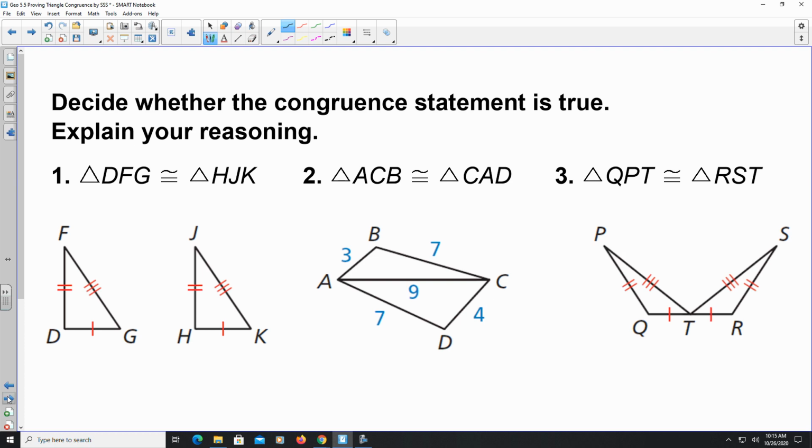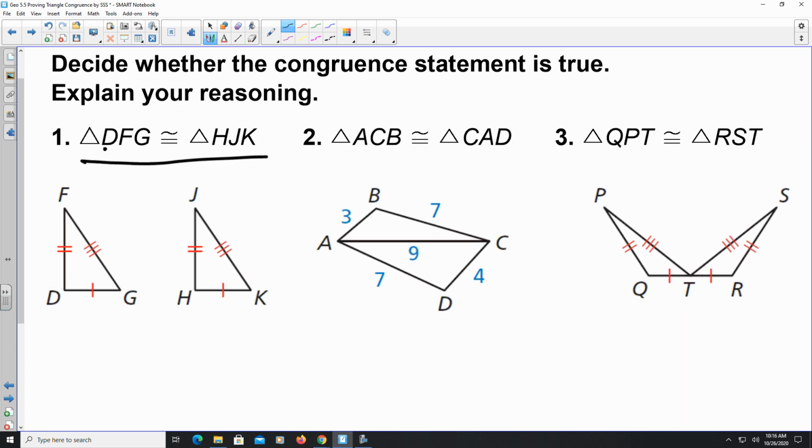Here, they're asking us to decide whether the congruence statement is true, and to explain your reasoning. What we have to do first is look at the congruence statement. For number one, that is our congruence statement. We want to make sure that how they wrote it in the statement is consistent with what is true in the diagram. First and second is DF. Is DF congruent to HJ? 2 and 2, that checks off.